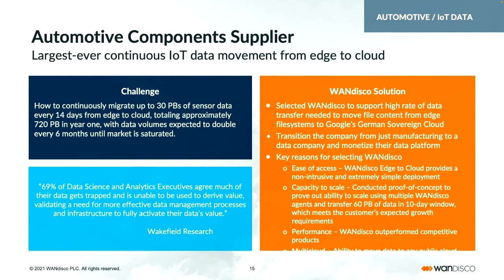So what they aim to do, or aimed to do, and are doing now, is migrating on a continuous basis about 30 petabytes of data from their edge computing systems to the cloud every 2 weeks. Right, so 30 petabytes every 2 weeks within a 10 business day period, a significant volume of data, right? Essentially what, as far as I'm aware, is the largest ever continuous IoT data movement from edge to cloud, right? It's in the automotive sector, strangely enough.